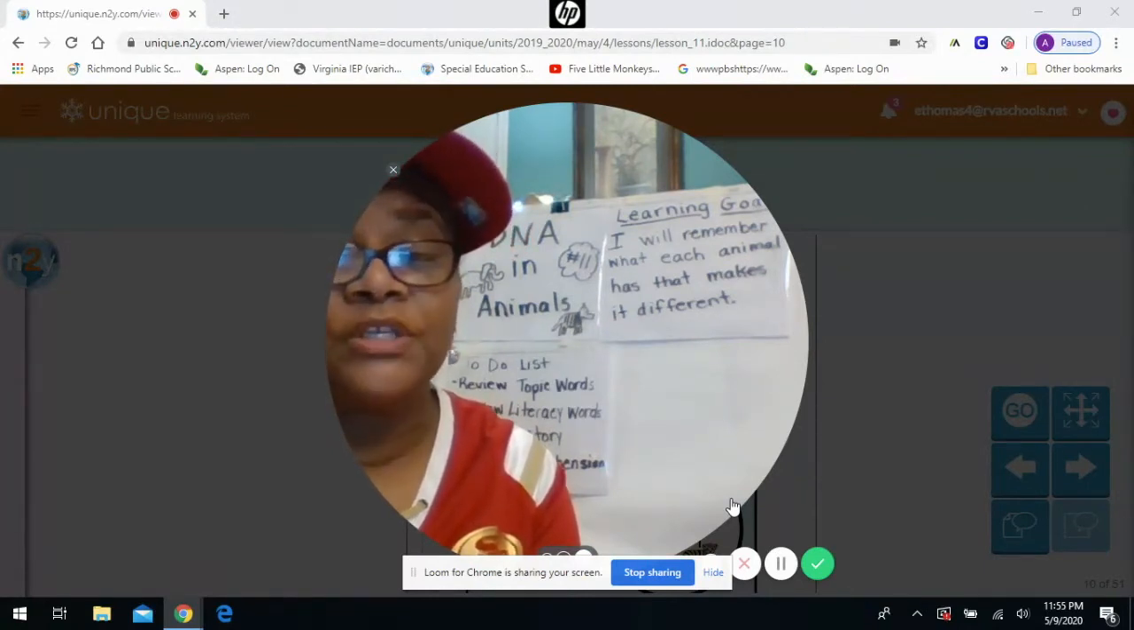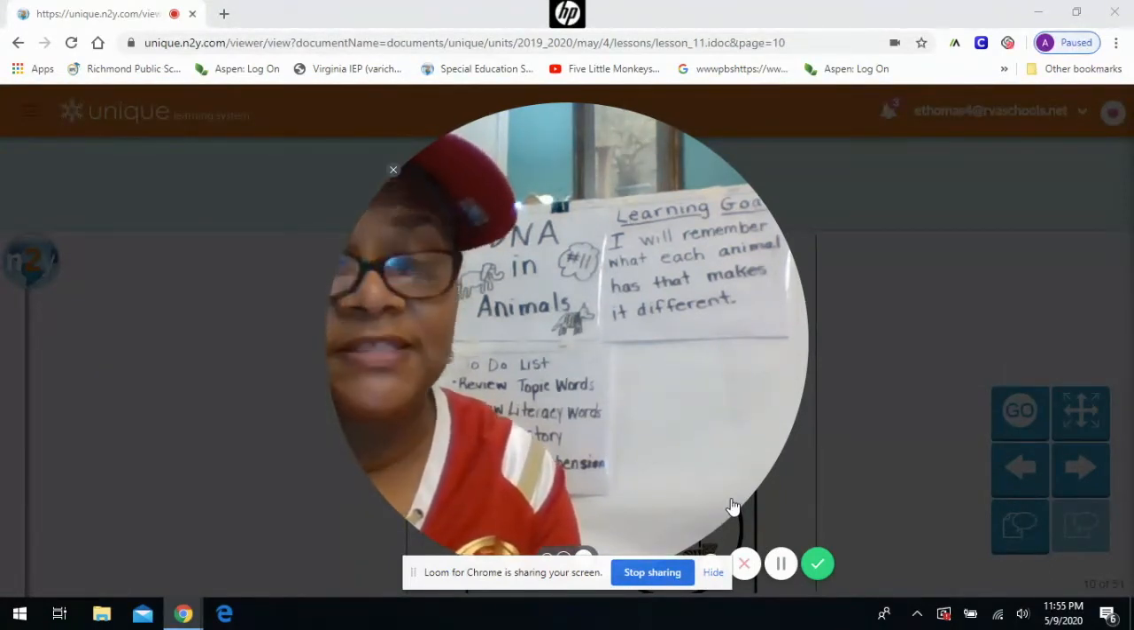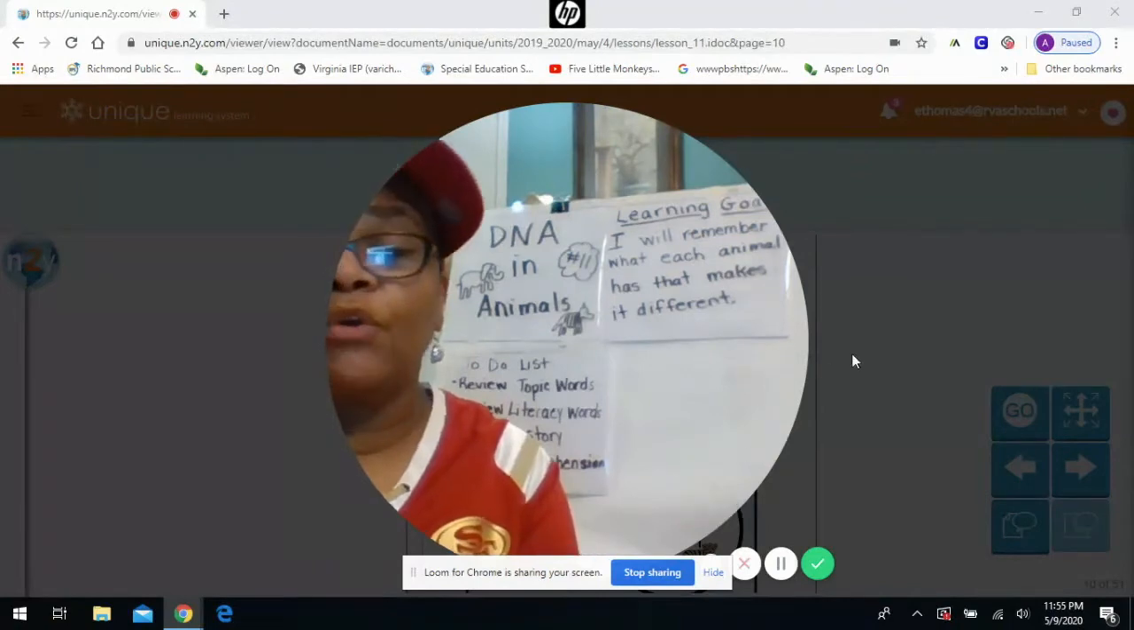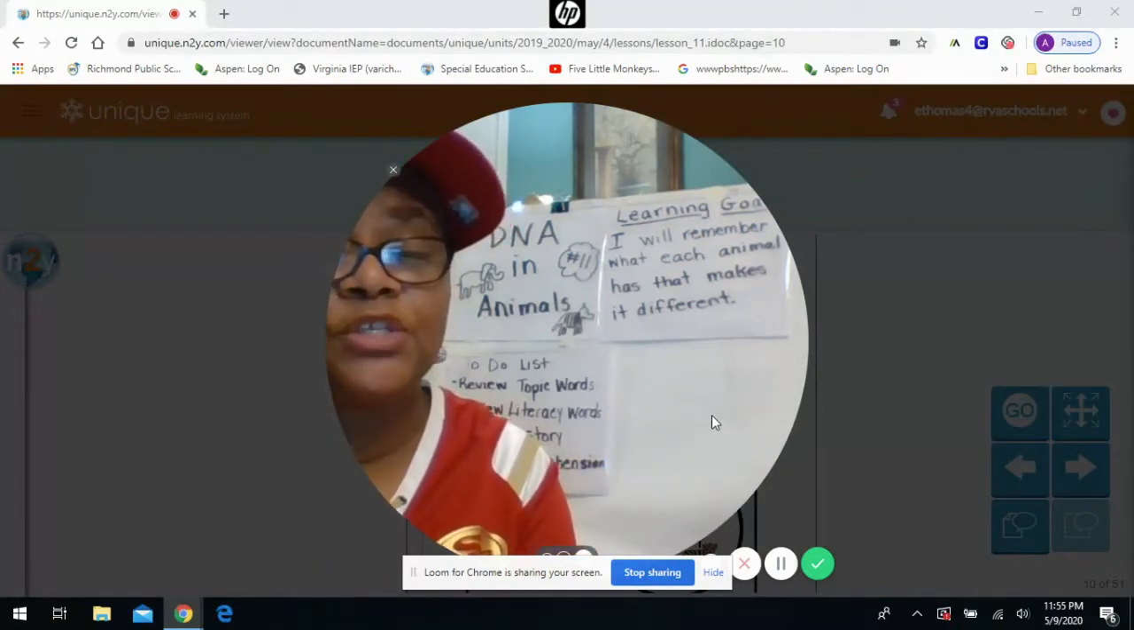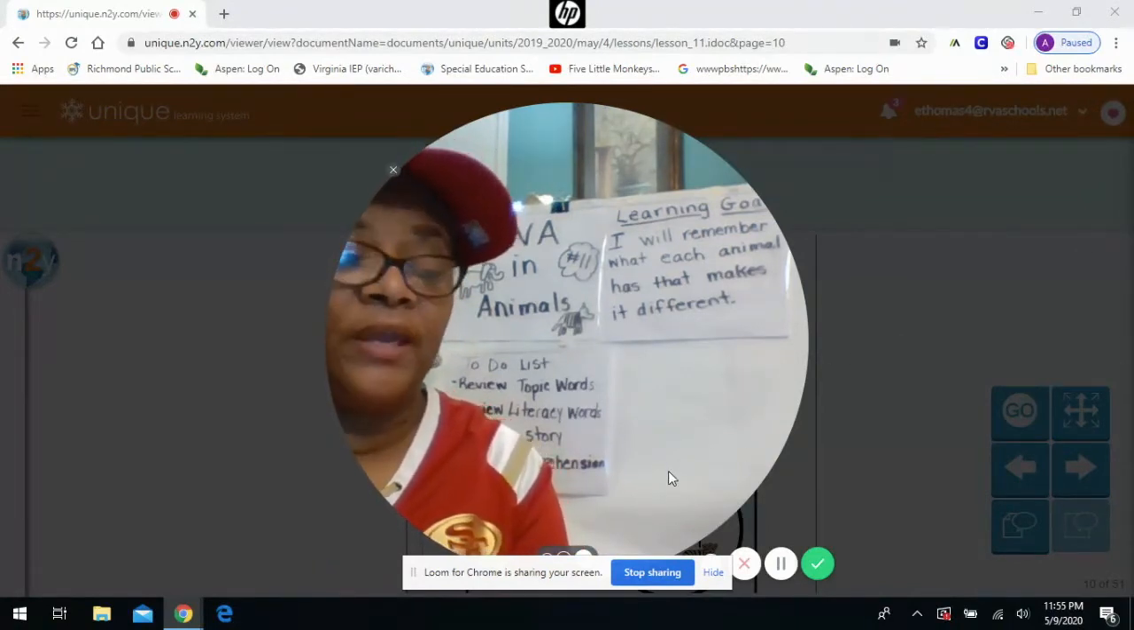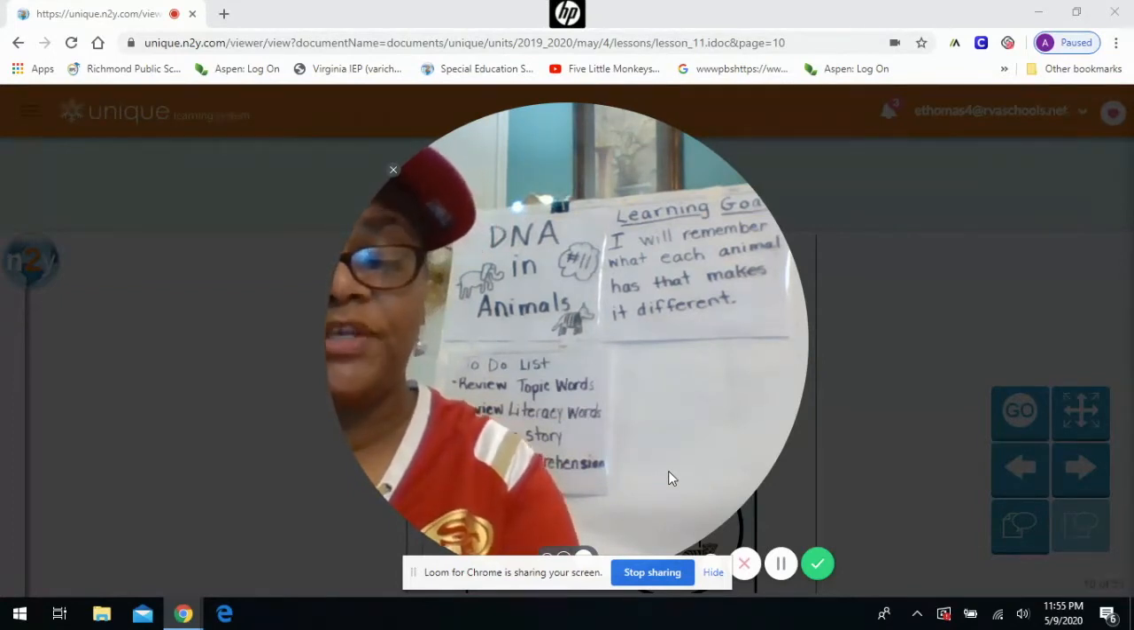The learning goal is I will remember what each animal has that makes it different. So we'll go over our topic words, our literacy words, read the story, and answer our comprehension questions.